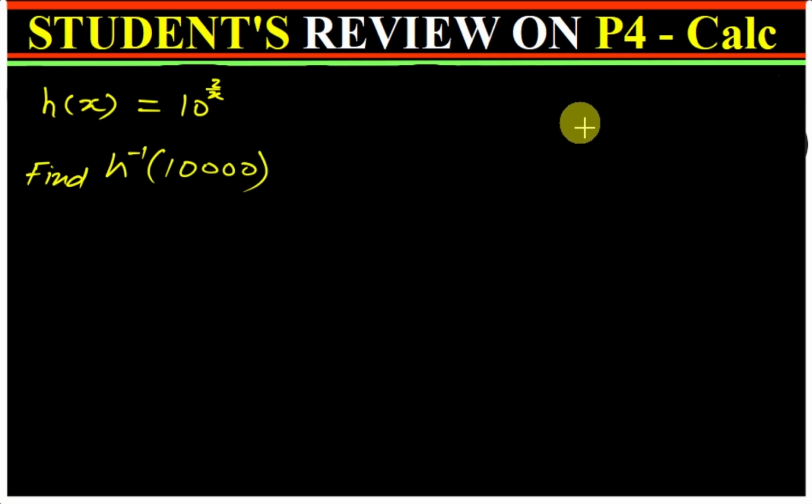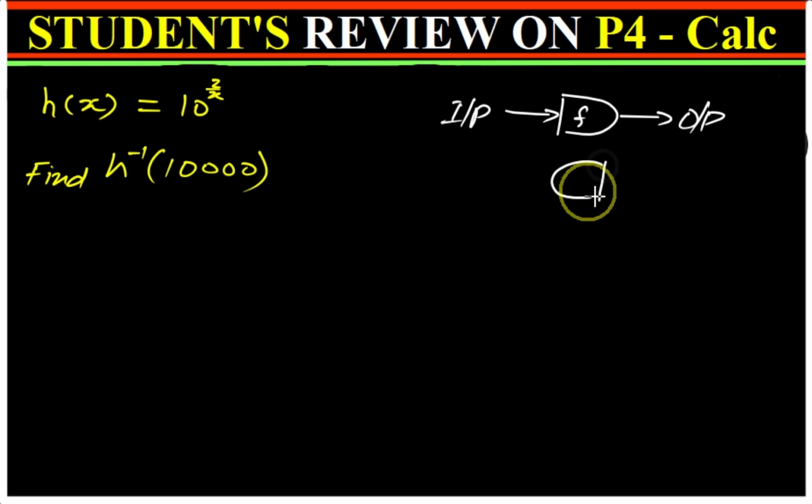So what is the concept here? If you have one function, like a function machine, with an input and an output, then for the inverse function machine, the output becomes the input, and the output of the inverse function is considered the input of this function. So we are not able to find the inverse function here.